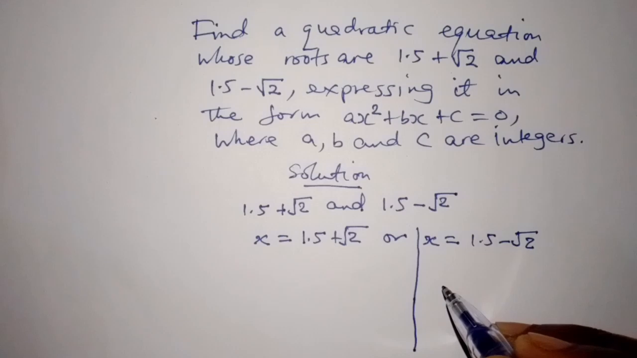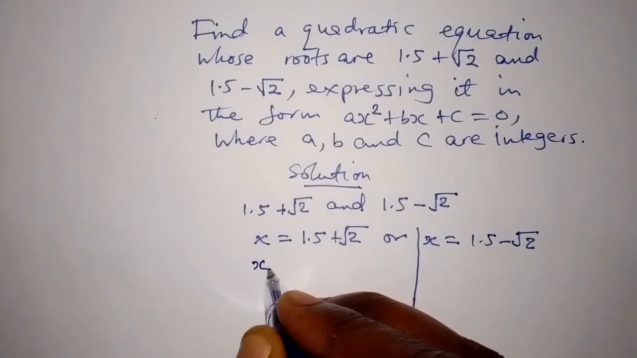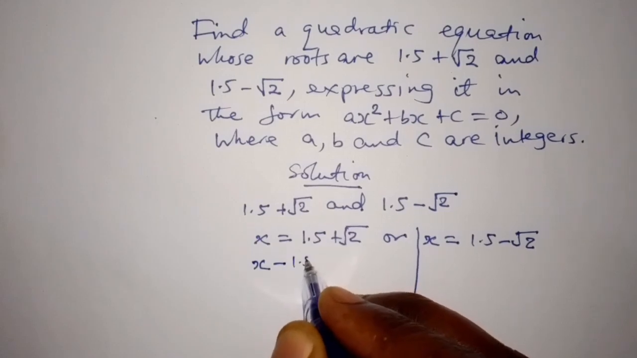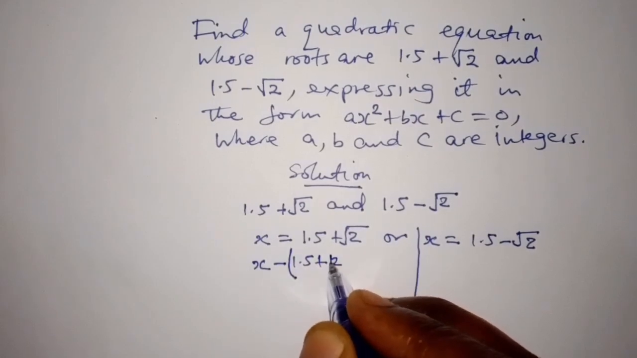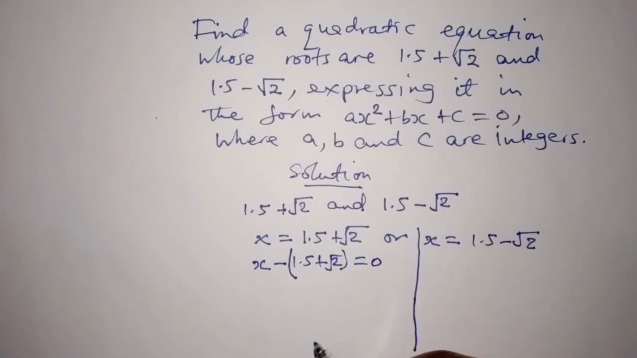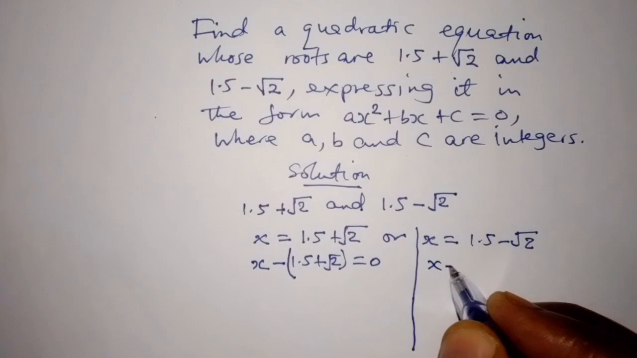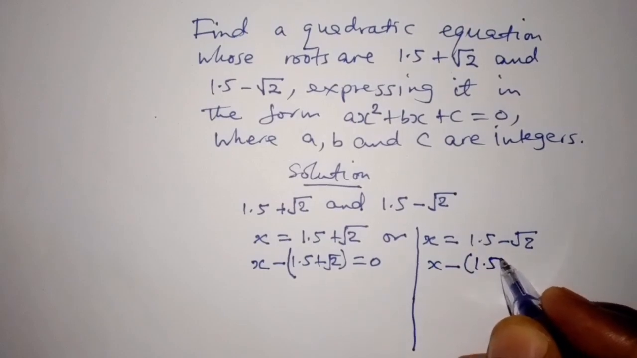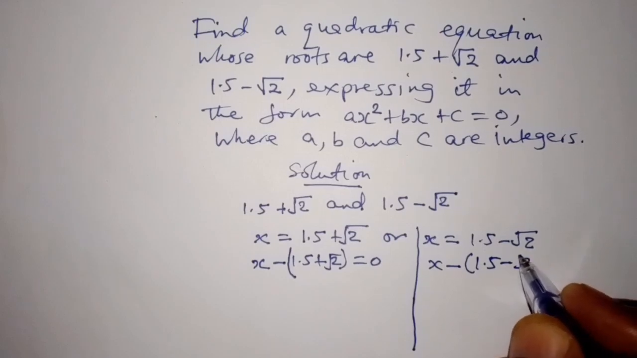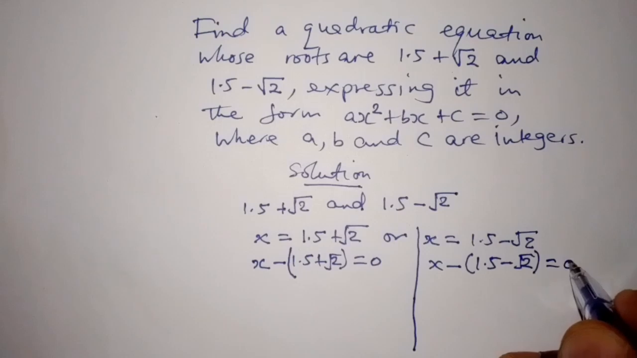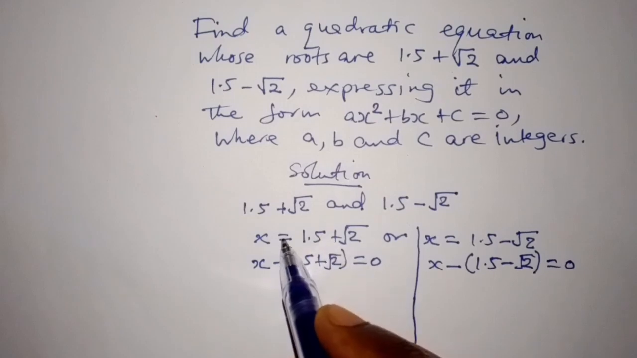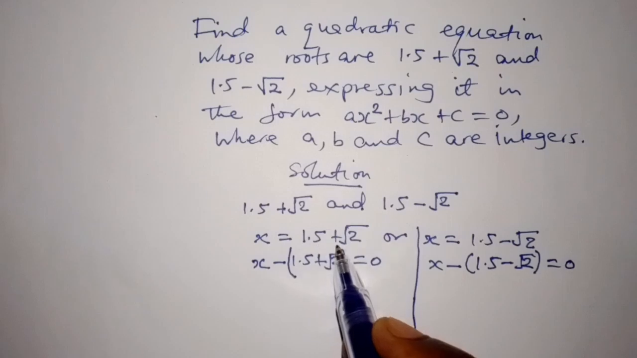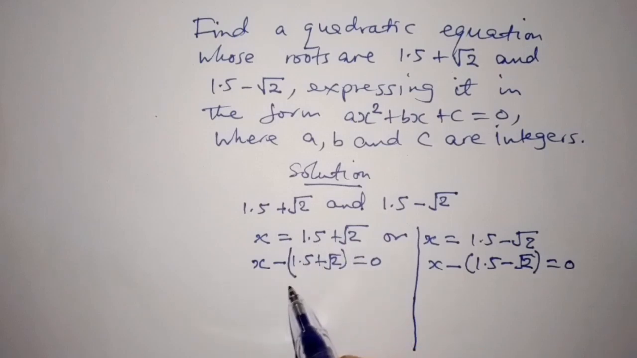From here we can form an equation. We can say that x minus 1.5 plus square root of 2 is equal to 0, and here x minus 1.5 minus square root of 2 is equal to 0. This means that we have brought this other side. When we take 1.5 plus square root of 2 to the other side, it becomes negative. The same applies to this one here.